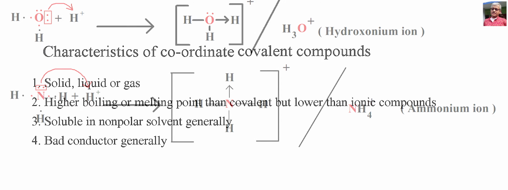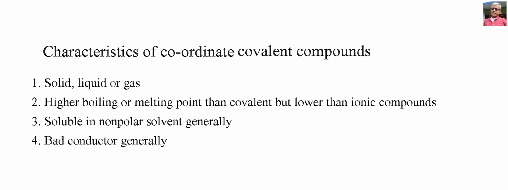The properties of compounds having coordinate bonds are very close to covalent compounds. They may be solid, liquid or gas. Their boiling and melting points are greater than covalent compounds but lesser than ionic compounds. They are generally soluble in non-polar solvents and solubility is very poor in polar solvents. They are generally bad conductors.